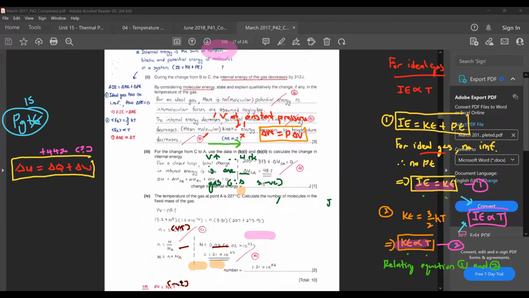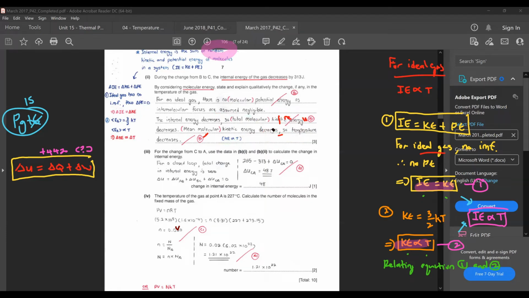The next part is something that you may have done before, last week. Actually, you've done it before. That one is the next question, sorry. Now they tell you that during the change from B to C, internal energy of the gas decreases by 313 joules. Now, by considering the molecular energy, state and explain qualitatively the change, if any, in the temperature of the gas.